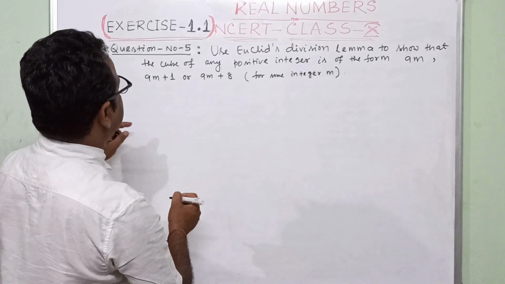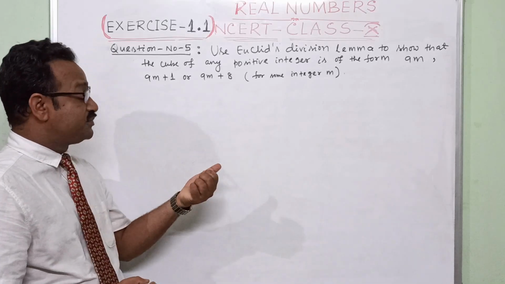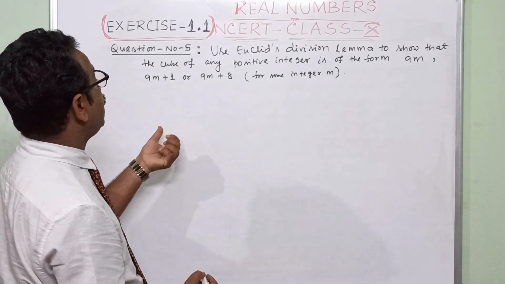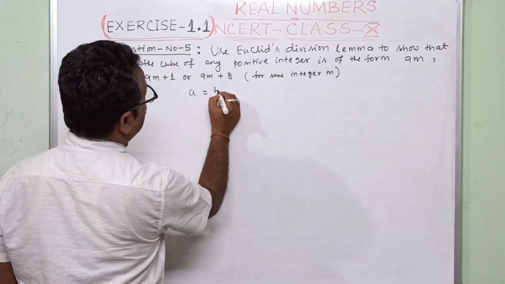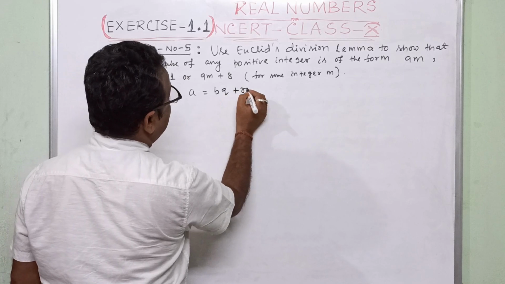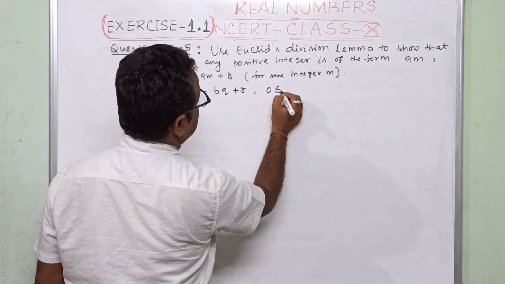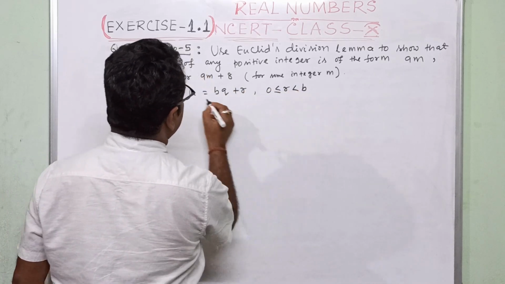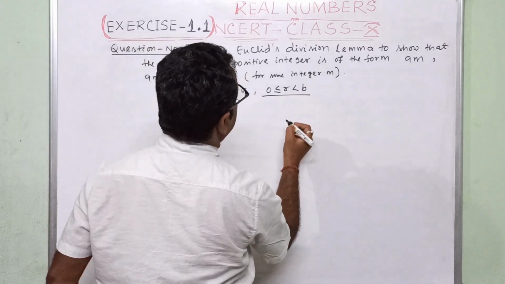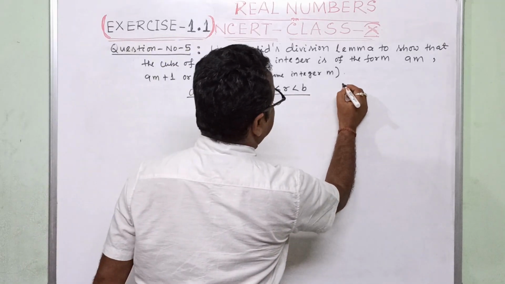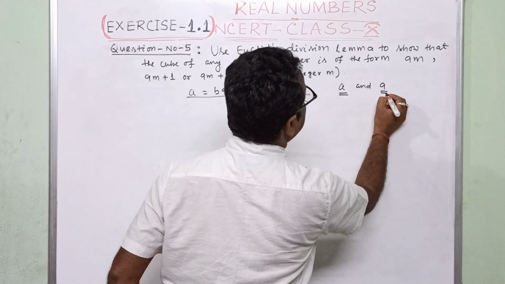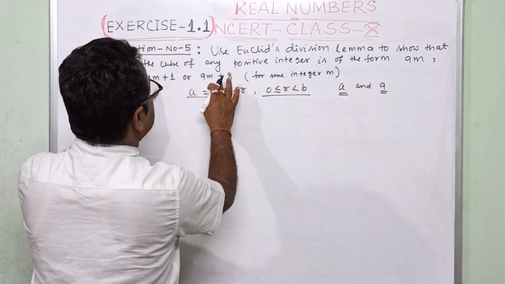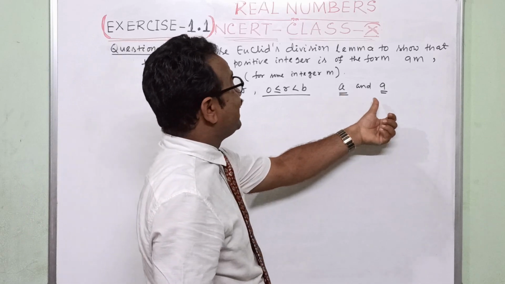Now come to the last question, question number 5. It is the same kind of question as question number 4. So here, Euclid's division lemma: a is equal to bq plus r, where 0 is less than or equal to r less than b. We know this one. So here you could take a and 9, since 9m plus 1 and 9m plus 8 are given.